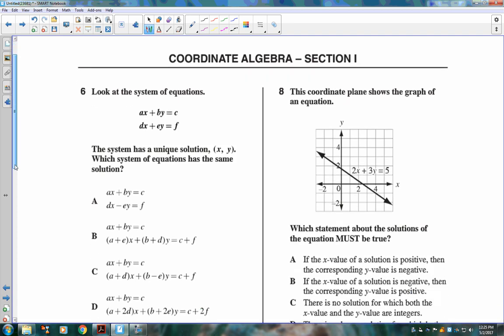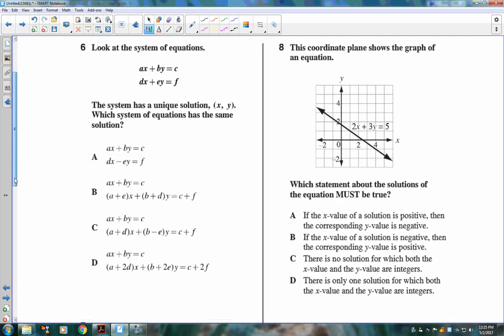Number 6. This is systems of equations. The best way to do number 6 is to go through it with a process of elimination. In a system of equations, I can take this equation and multiply it by anything I want as long as I multiply everything by the same thing. I could multiply 2 by AX, 2 by BY, 2 by C. I can do the same down here, multiplying everything by the same number. For example, I could multiply DX by a negative 3, EY by a negative 3, F by a negative 3.